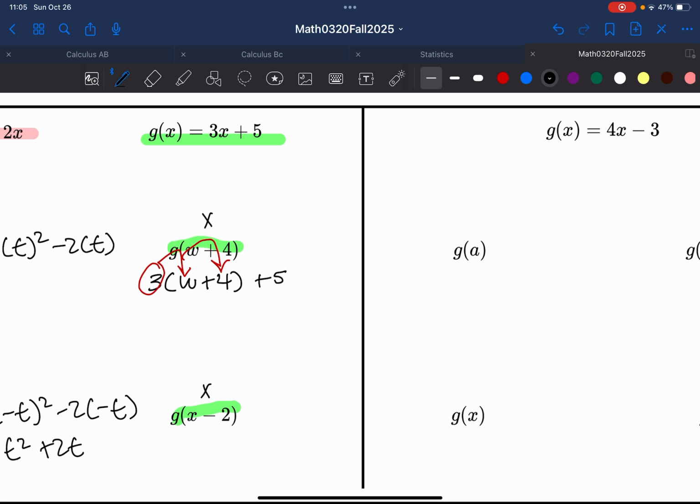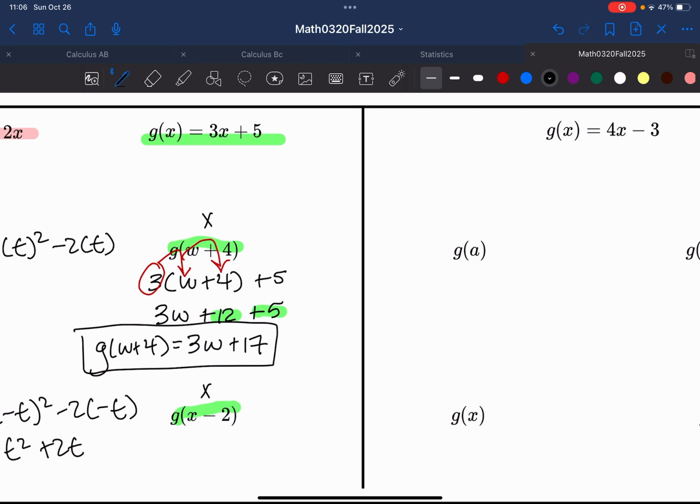So 3 times w is 3w, 3 times 4 is 12, so it's going to be plus 12, bring down the plus 5, and then combine like terms. 12 plus 5 are both just single numbers, so those add up to 17. So then I get 3w plus 17. That means g of w plus 4 is equal to 3w plus 17.